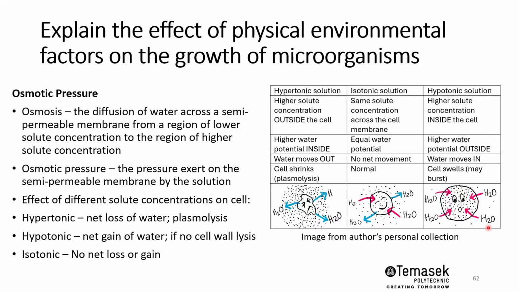The best case scenario is we want the cells to be happy. We will place the cell often in an isotonic environment. For isotonic, often we are operating at a 0.9% saline solution. This works well for the cell because they have the same solute concentration across the cell membrane, and there's equal water potential. So in osmosis, there's no net movement as well, and hence the cell will be very happy. It will be in a normal situation here.